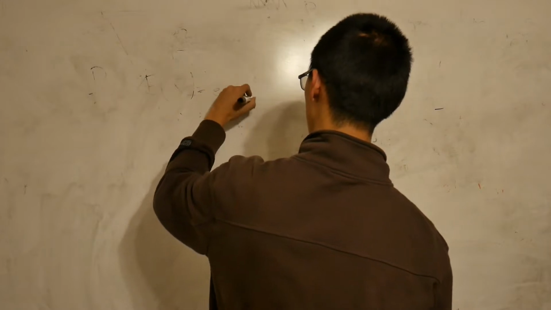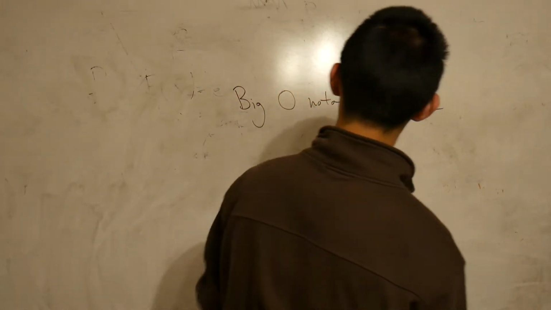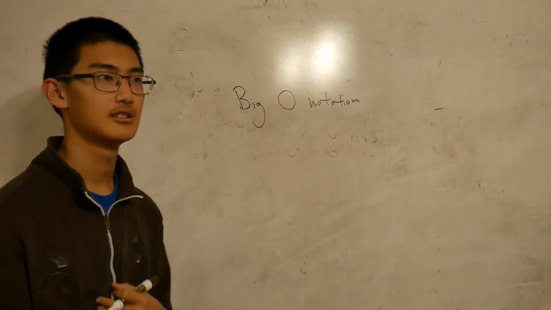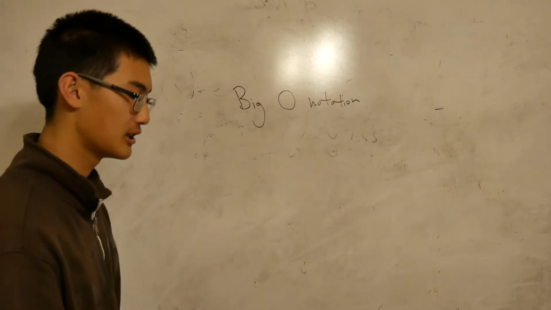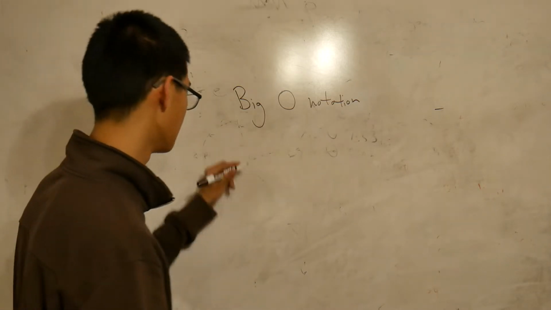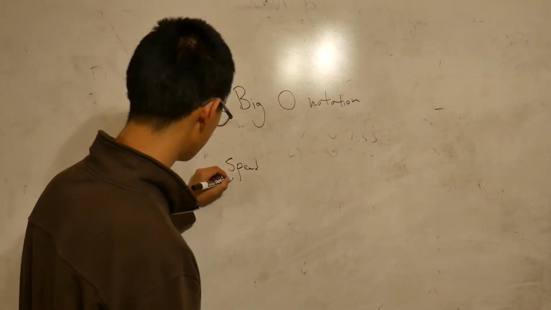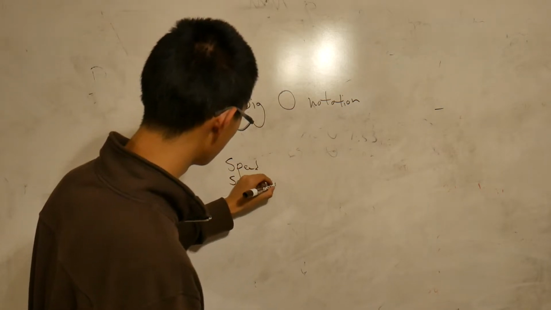So big O notation. What is big O notation? This is motivated by the purpose of trying to judge how good an algorithm is. So when we judge an algorithm, we judge it primarily on two factors, which is speed and space efficiency, for lack of a better term.